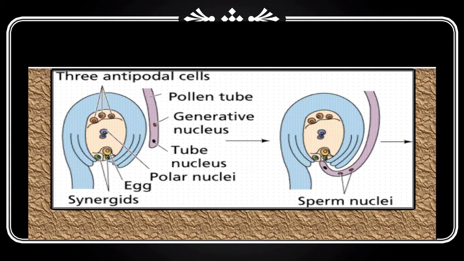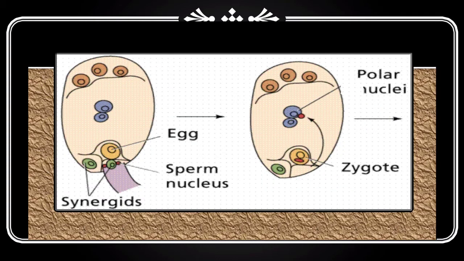So here in this diagram you can see the pollen tubes are growing and entering into the embryo sac. After entering, one sperm nucleus will fuse with the egg, resulting in fertilization and formation of the zygote, while the other sperm nucleus fuses with the polar nuclei, which is known as triple fusion.